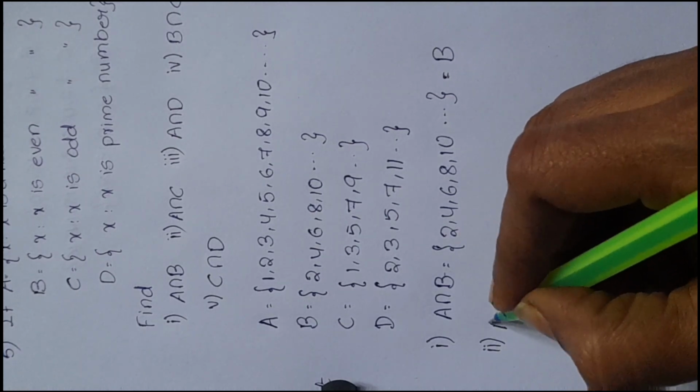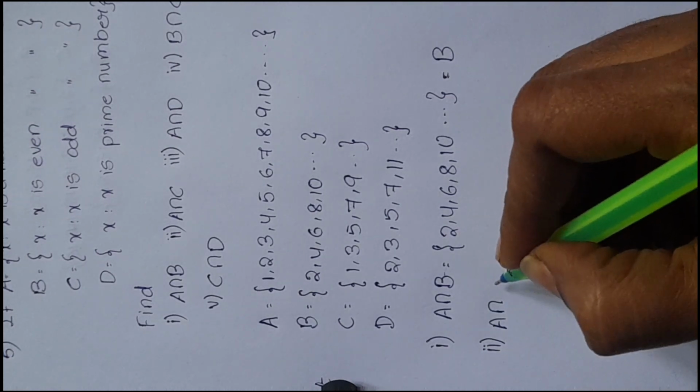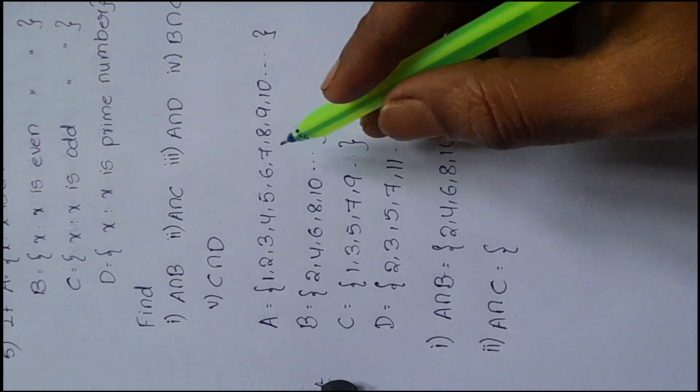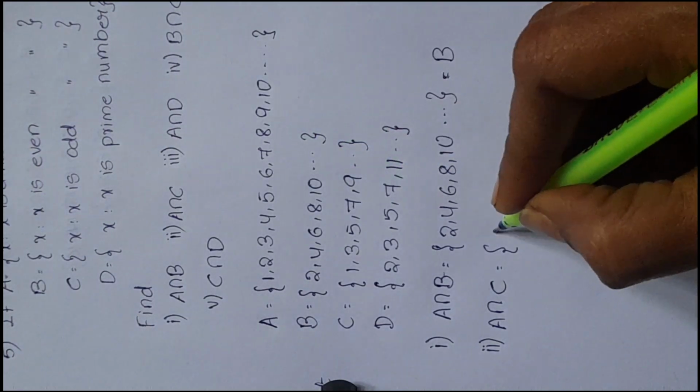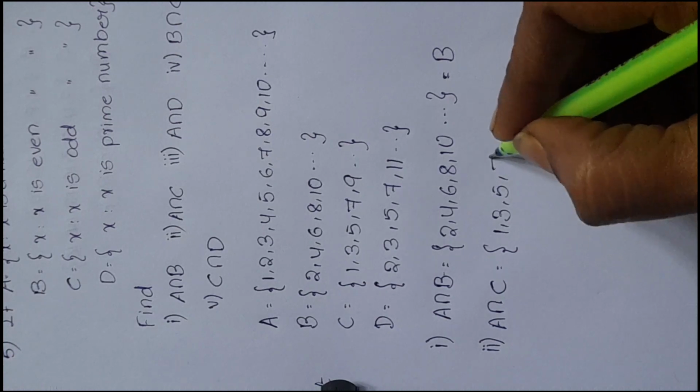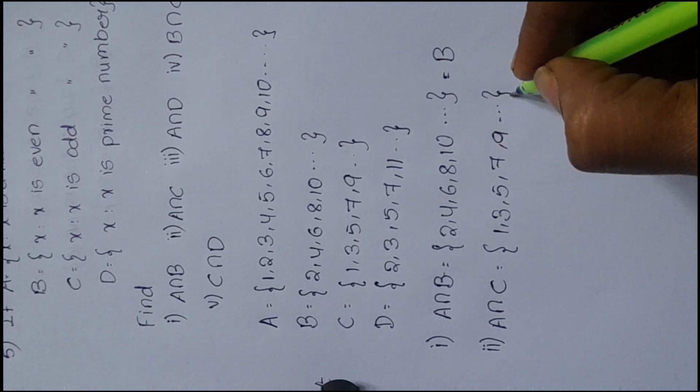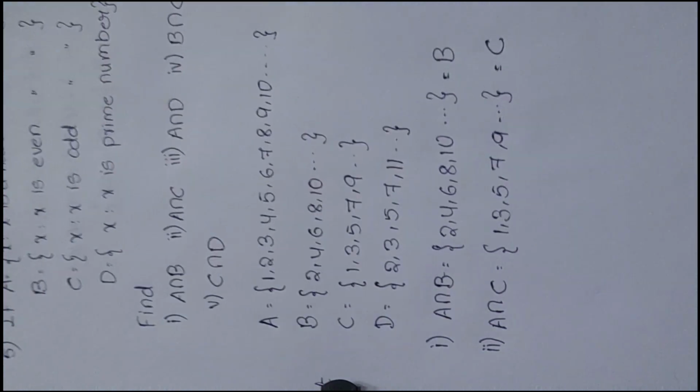Second one is A intersection C. We should take the common elements which are present both in A and C. That is 1, 3, 5, 7, 9 and so on, which is equal to C.